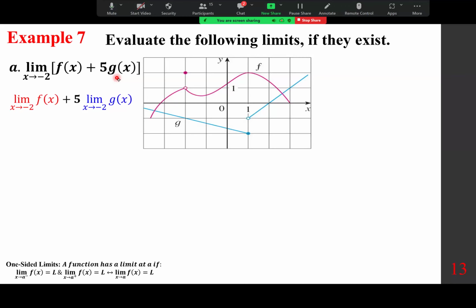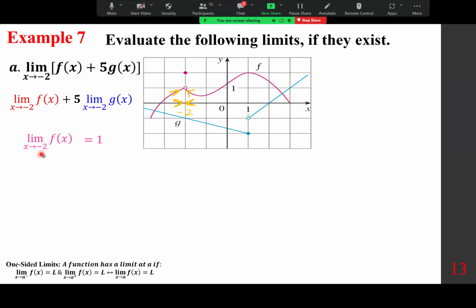And now all we have to do is find this piece, the limit of f of x as x approaches -2, and then this piece, the limit of g of x as x approaches -2. So let's find out. What is the limit of f of x as x approaches -2? Well, this is number -2. Here's the left side, and here's the right side. Whether I approach -2 from the left or right, -2 from the left in this branch of the graph takes me there. From the right takes me to the same spot, which has a y coordinate equal to 1. So the limit of f of x as x approaches -2 equals 1.